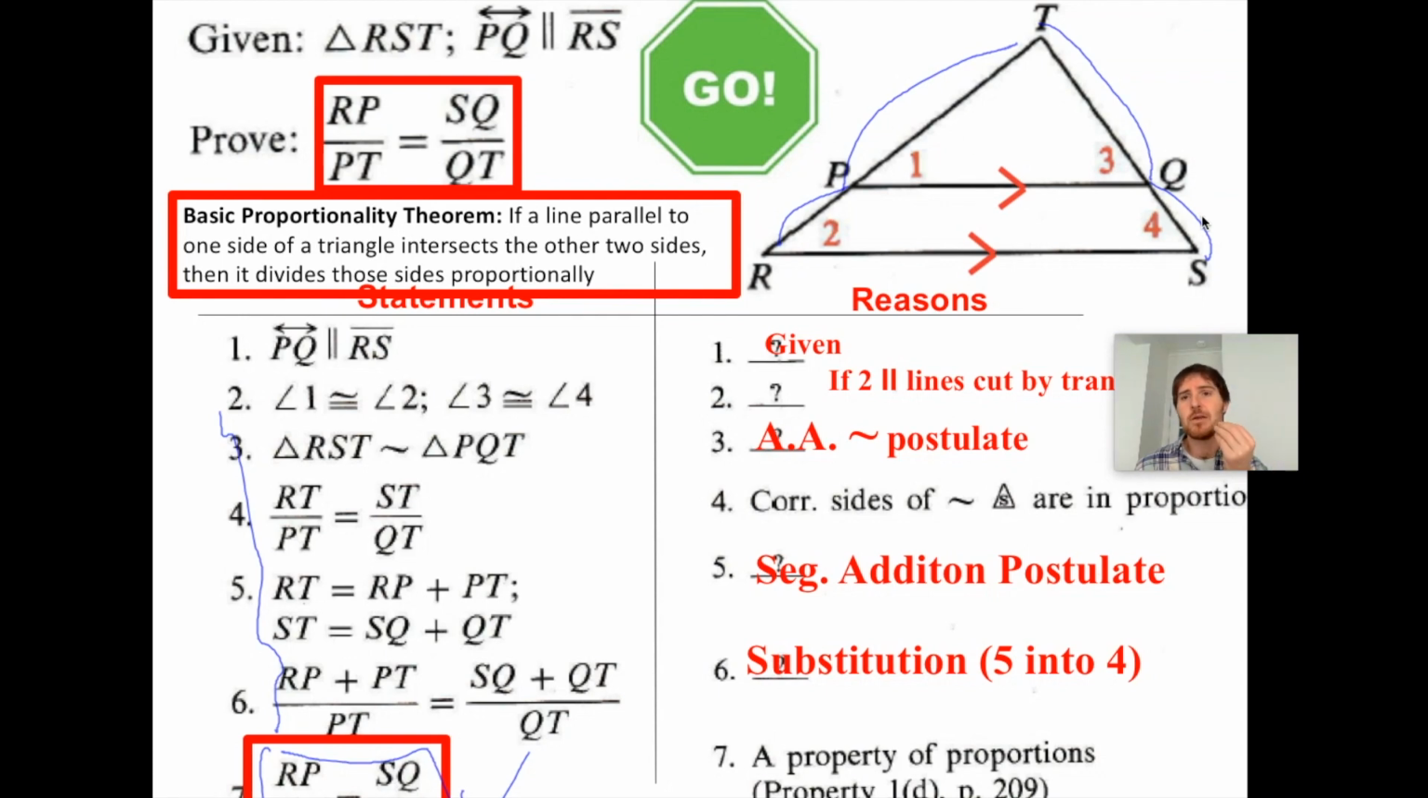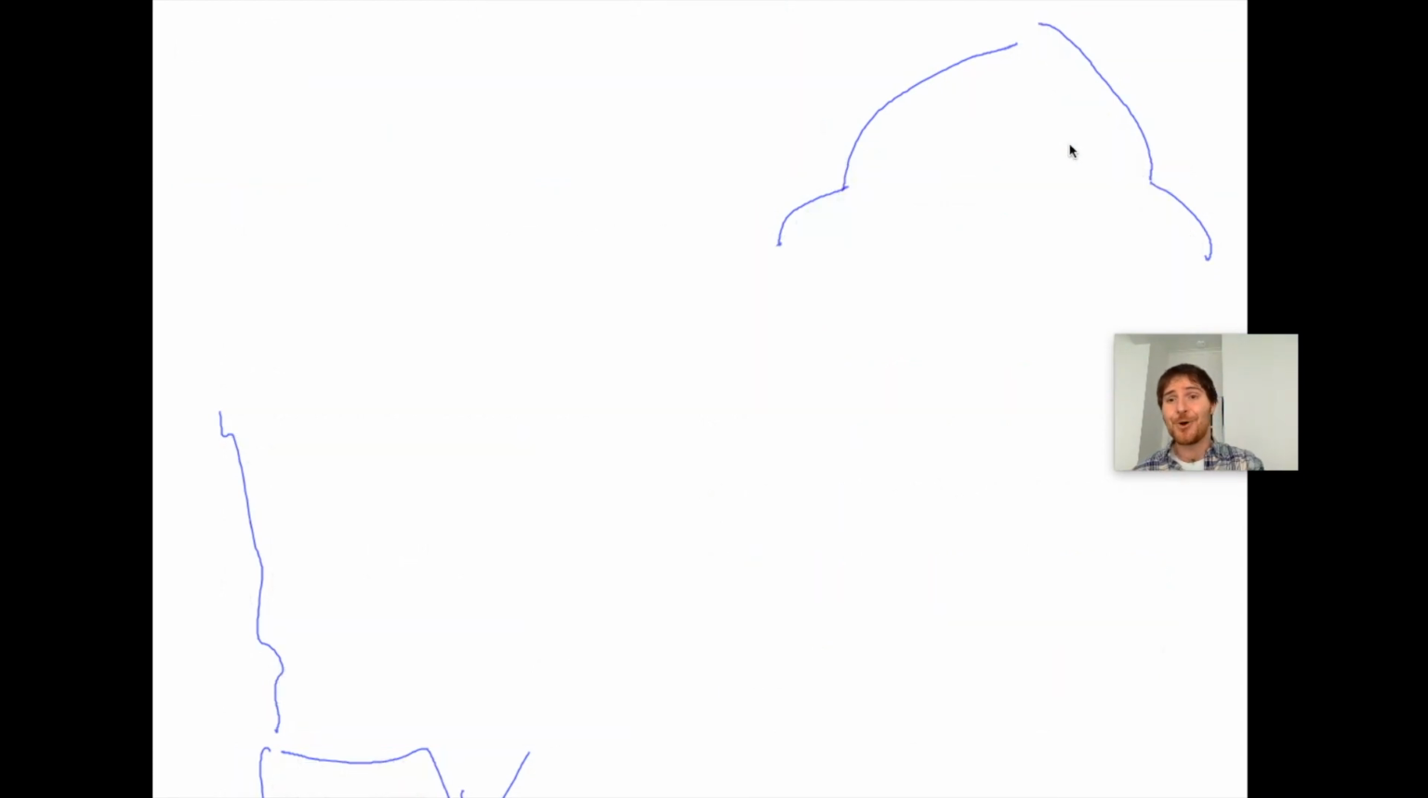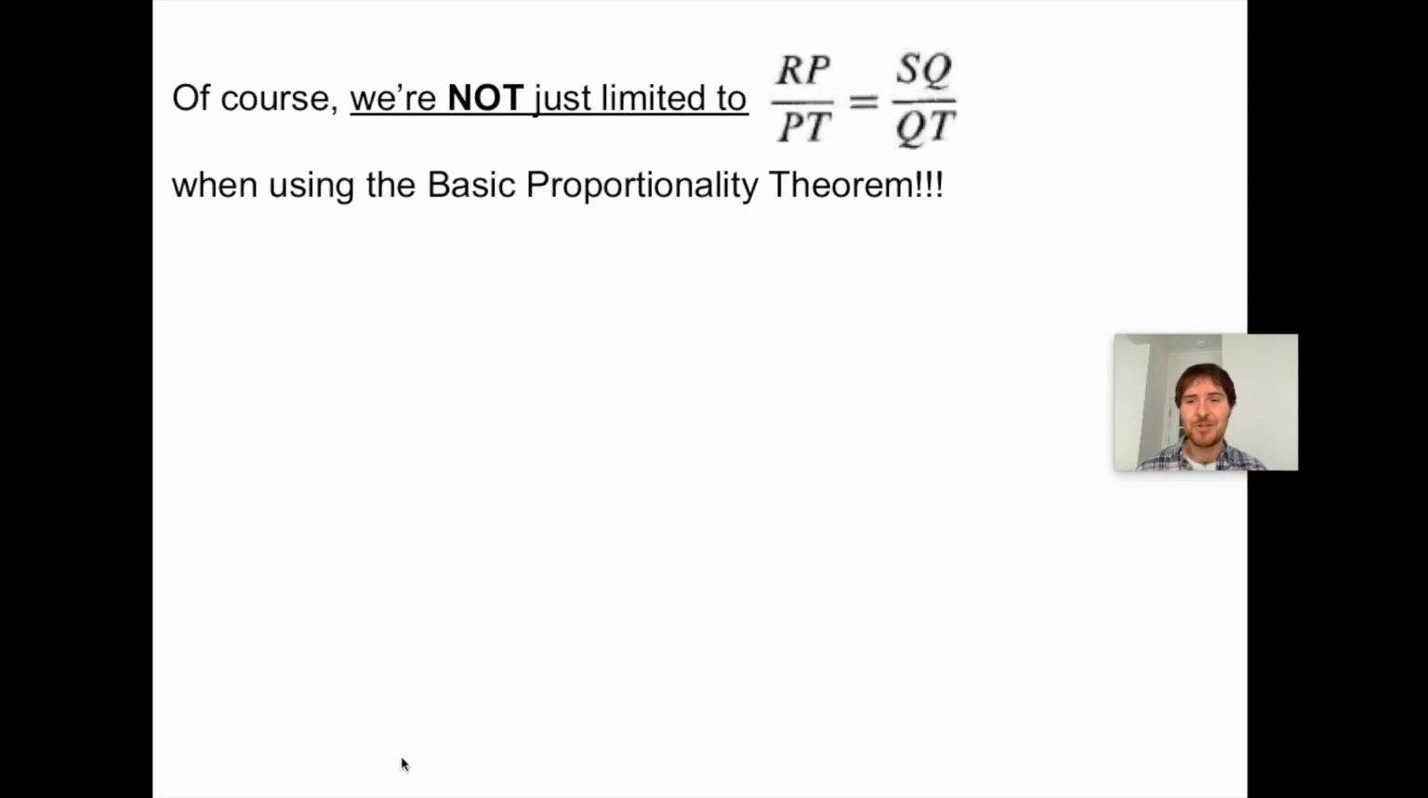So part to part equals part to part, but hey, there's a whole bunch more we can say. Let's do it. Shall we? More we can say here. Of course, we're not just limited to that statement here. Okay, why?